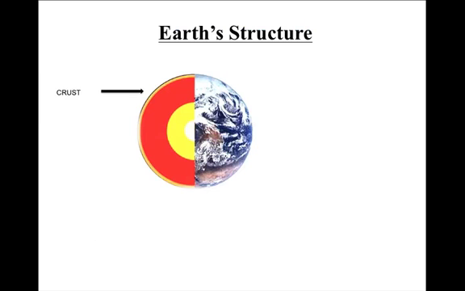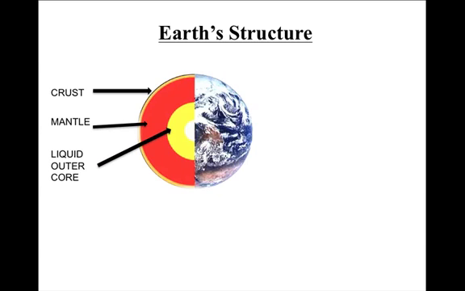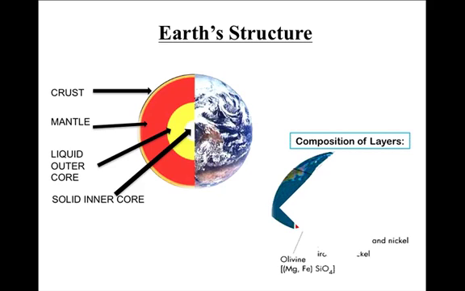Now for Earth's structure. Our Earth is covered in a dense crust, and beneath it is a mantle. As we get closer to the inner Earth, we have the liquid outer core and a solid inner core. The composition of Earth's core is mainly iron and nickel.